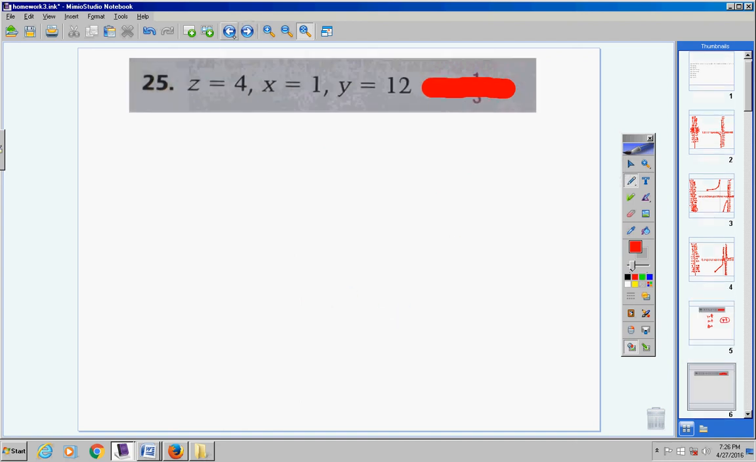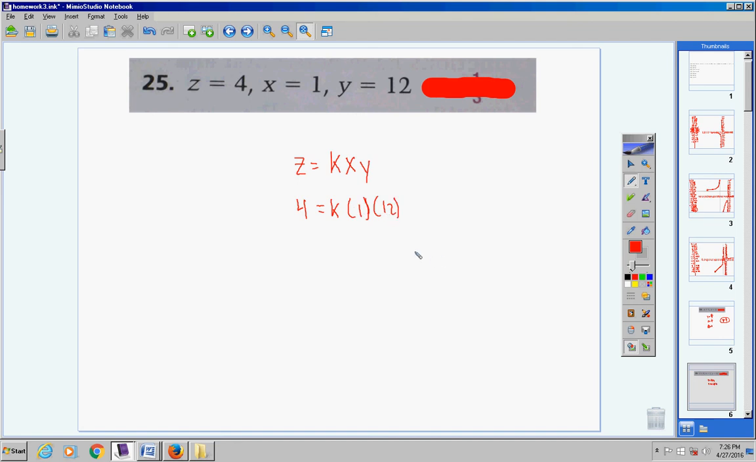Number 25, the directions say that x and y vary jointly. Write an equation that relates them. So varies jointly: z equals kxy. Where the z is, I will put a 4. Where the k is, I will put a k. Where the x is, I will put a 1. And where the y is, I will put a 12.